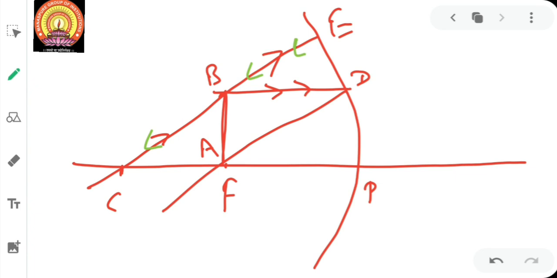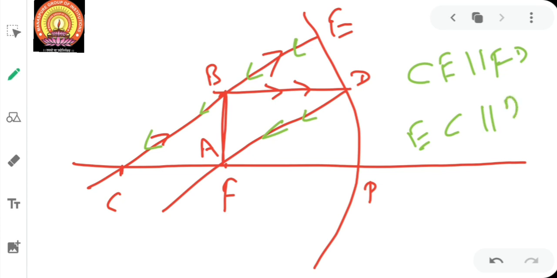Okay. So now when we are retracing the paths, reflected ray EBC retraces the path. Both the reflected rays are parallel to each other. See over here, this reflected ray and this reflected ray, we can say EC is parallel to DF. So these are both the parallel lines. They will not meet anywhere.